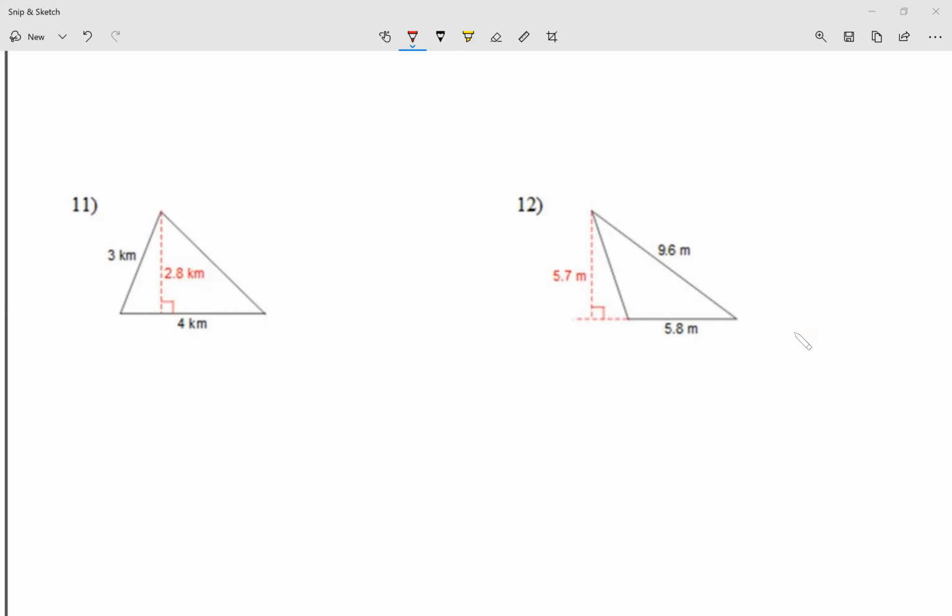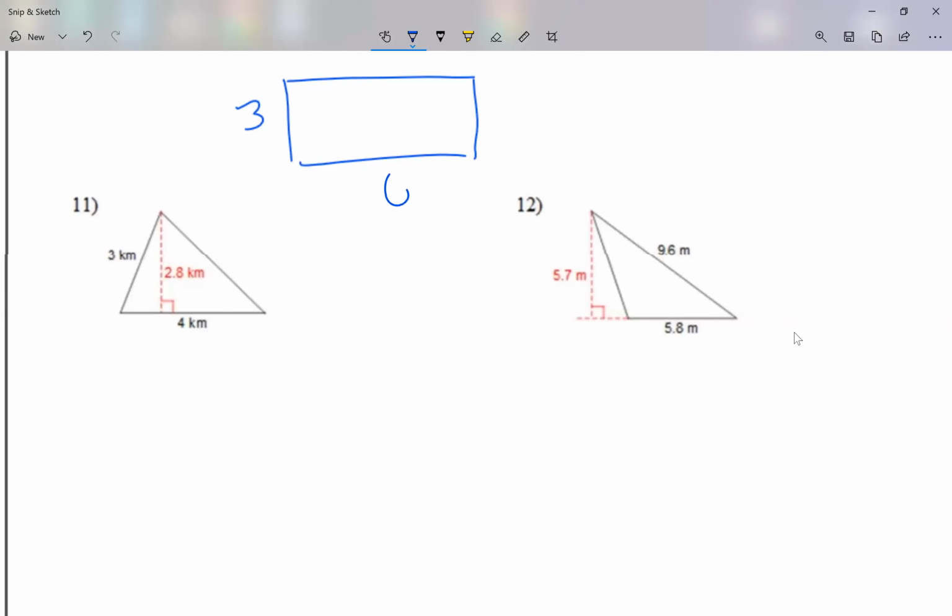Now to finish this unit, let's take a look at the area of triangles. But first of all, let me remind you guys of the area of a rectangle, because a rectangle is pretty simple. So let's say I have a rectangle. Let's say that the rectangle is 3 by 6, okay? Can we agree in this case that the area of the rectangle is 18? 3 times 6 is 18, right? We can agree on that.